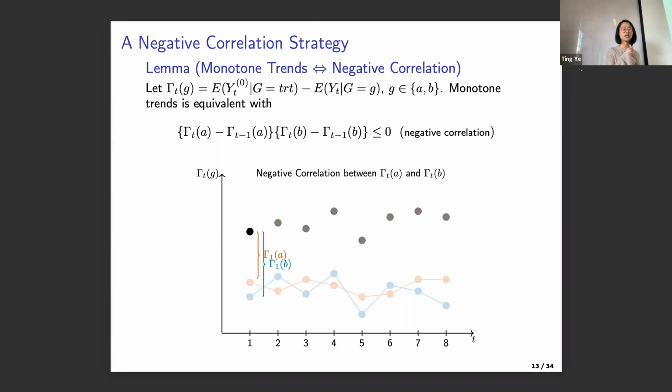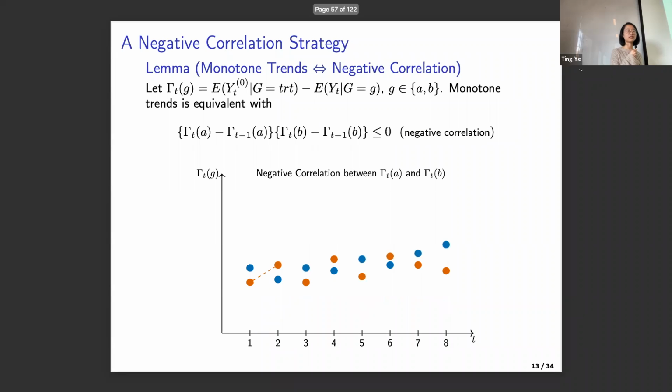To see why this is a negative correlation, we subtract the outcome for the treated group, and we do this for every time point. Then you can see that when the relative outcome for control group A increases, the relative outcome for control group B must decrease. So if one is increased, the other must be decreased. We call this a negative correlation between the relative outcomes.